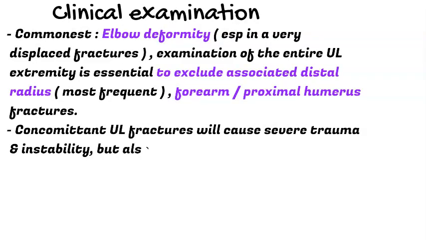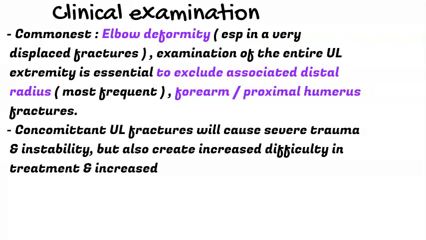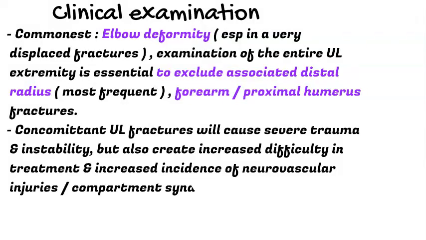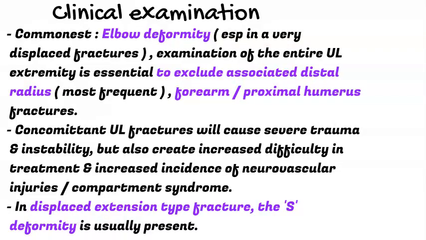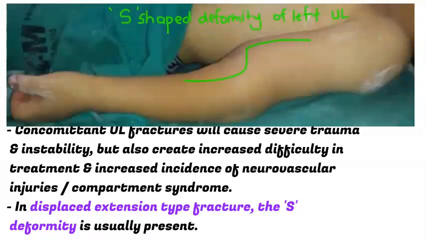Concomitant upper limb fractures indicate severe trauma and instability, but also create increased difficulty in treatment and increased incidence of neurovascular injuries or compartment syndrome. In displaced extension type fractures, the S deformity is usually present. This figure shows the S-shaped deformity of the left upper limb.